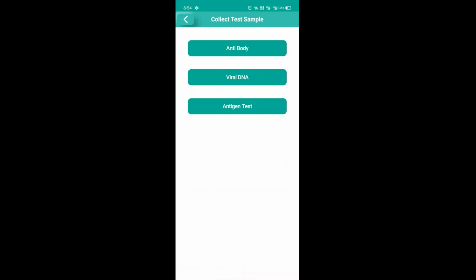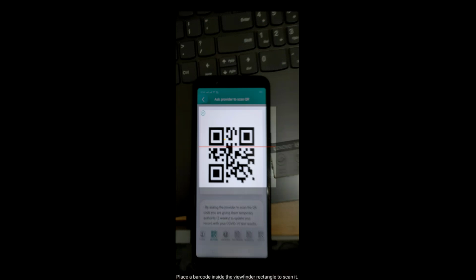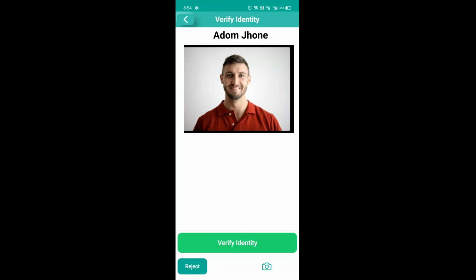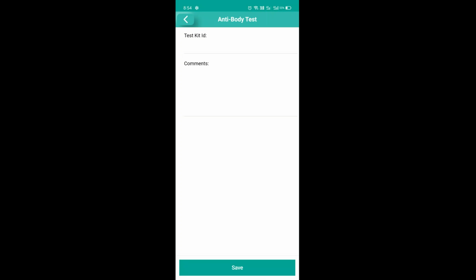The provider can collect samples. They can collect antibody samples, viral DNA samples, and put them in with a unique ID. So currently, they are collecting a sample for a user. Harsha just scanned a user, and now they're verifying their identity, making sure yes, this is the person who is standing in front of you, whose sample you're collecting.